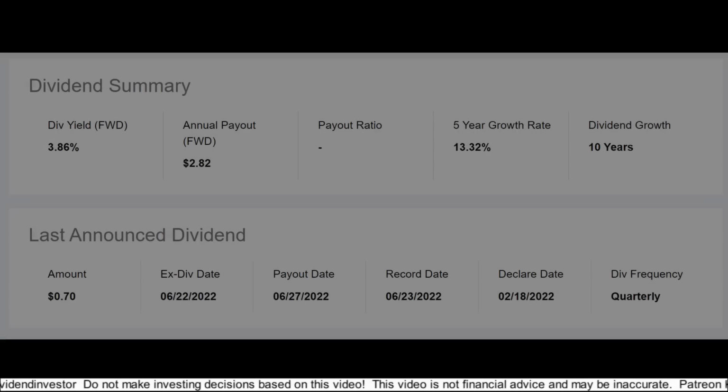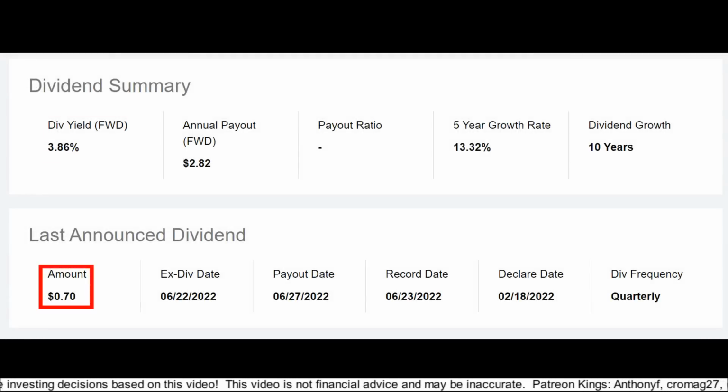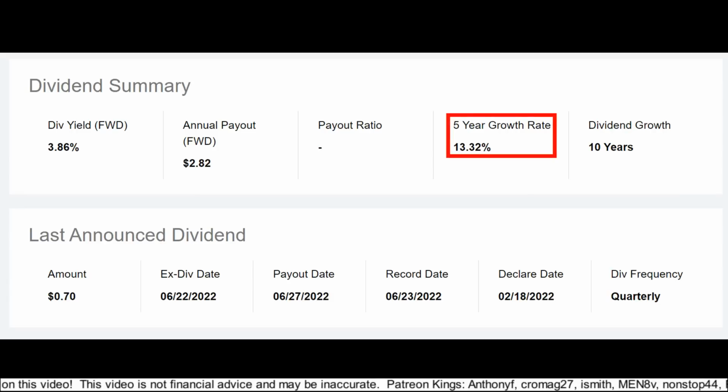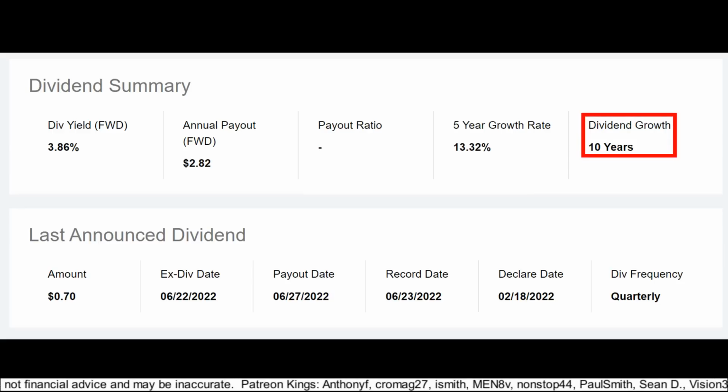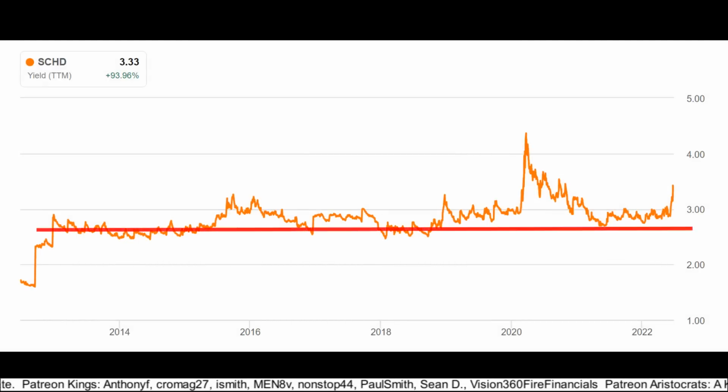If we look at Seeking Alpha, we see that SCHD currently has a 3.86% yield, paid out 70 cents per share in the most recent quarter, has an incredible 5-year dividend growth rate of 13.32%, and has increased its dividend for 10 consecutive years, i.e. every year that it's existed. Looking at SCHD's history of dividend yields, you can see that it's usually around 2.8% or so, though it did spike higher during the pandemic crash.